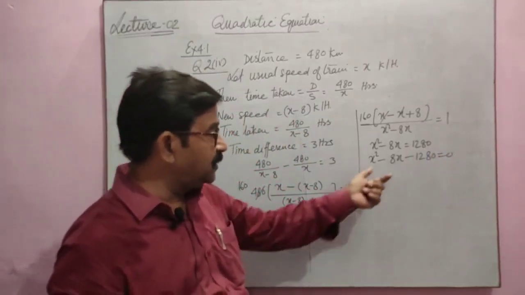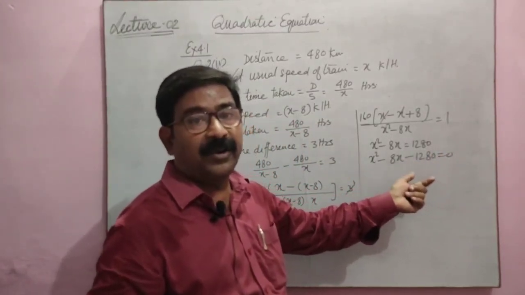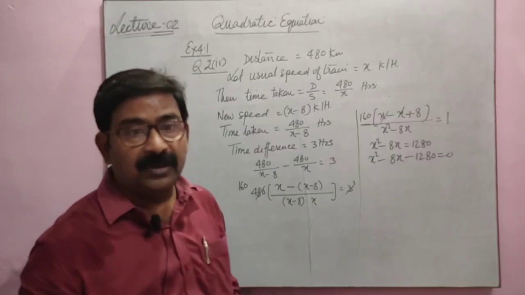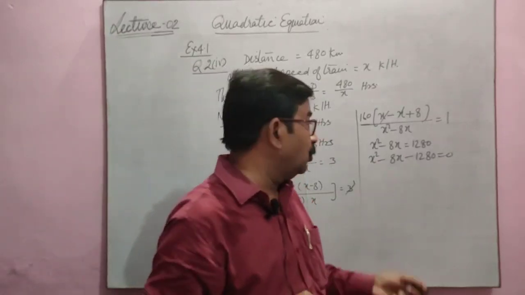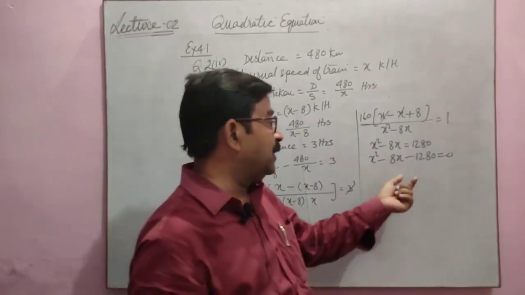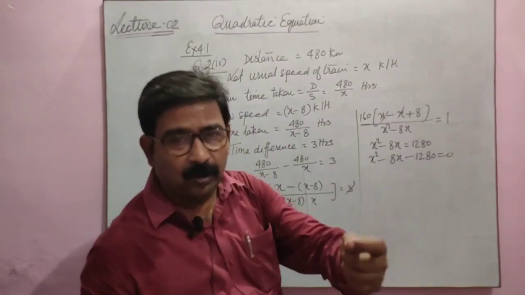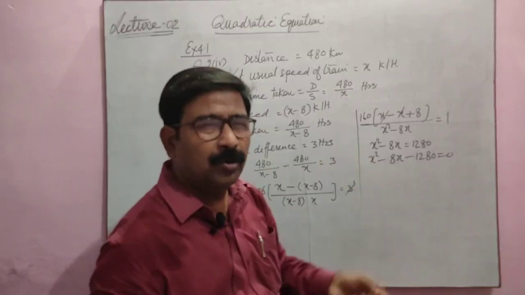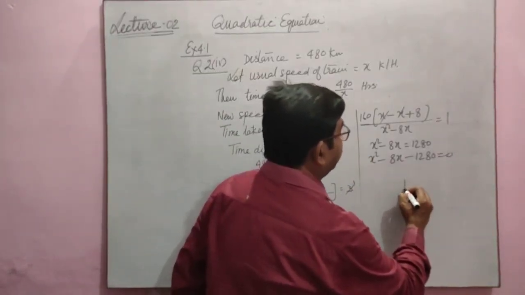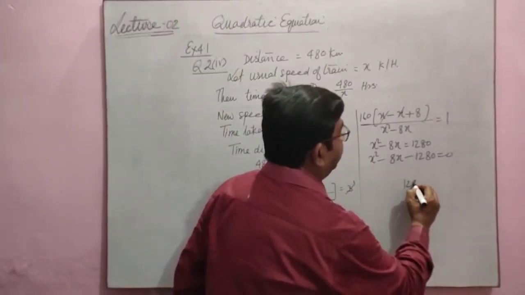So we have got the quadratic equation x² − 8x − 1280 = 0. After solving this, whatever value comes for x is the usual speed of the train. So you know how to factorize this by splitting the middle term. I have told you how to get the factors. I am just giving a clue. It is a large number, so you can find it like this. Get the factors of 1280.